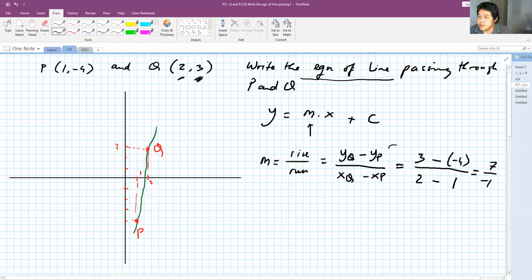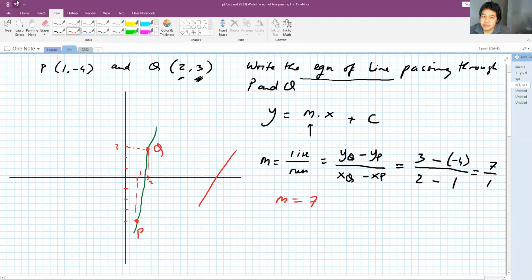Let me see. Oh, sorry, 7 divided by 1. So the slope is just equal to 7. And that's something we expect, because remember when I told you when you have a positive slope, the direction of the line is going to go that way, okay? So that's about the positive slope.